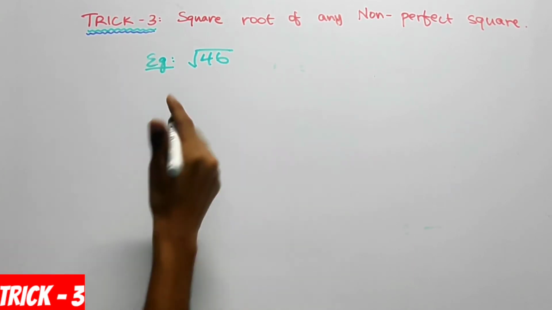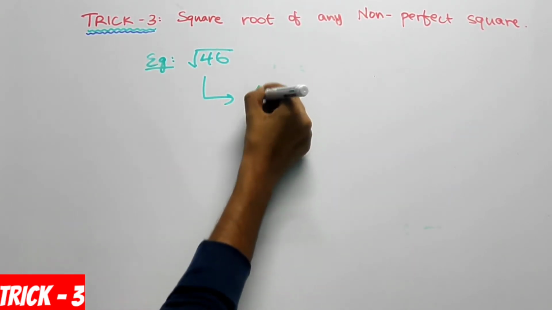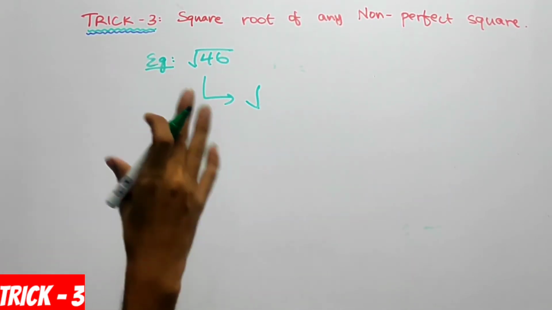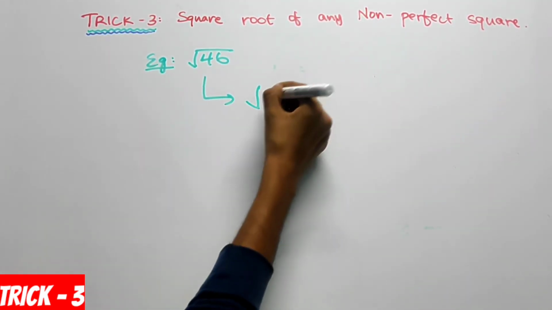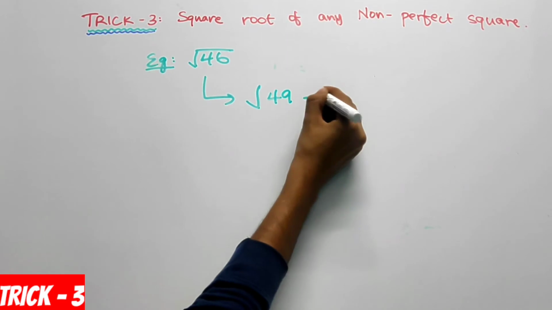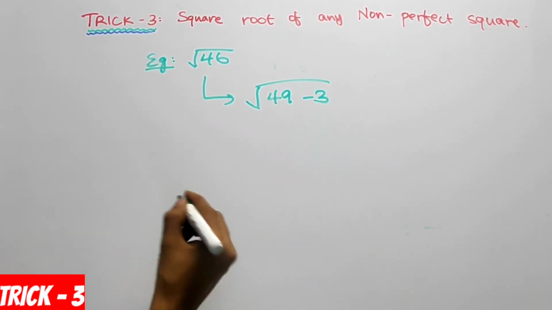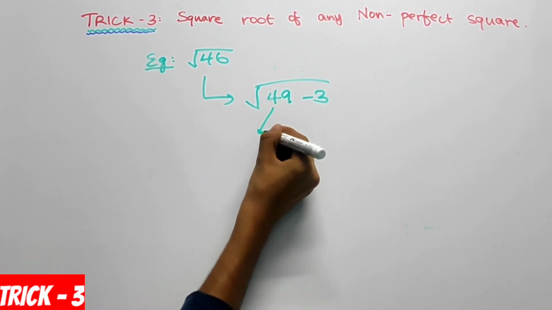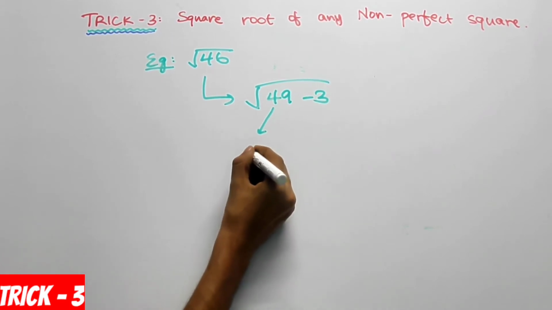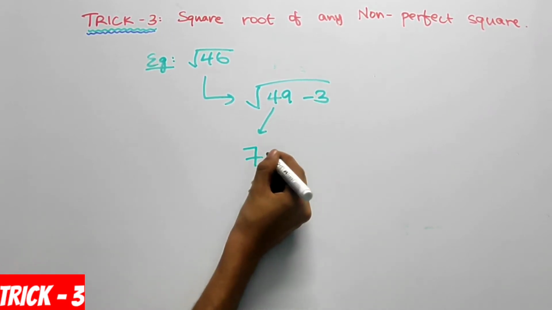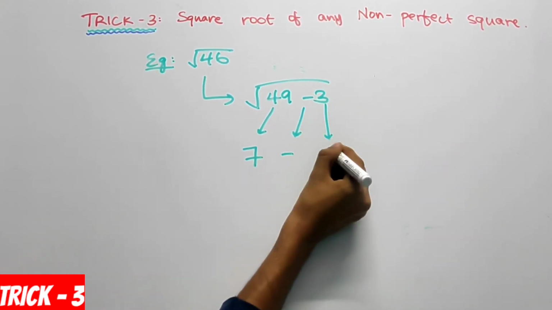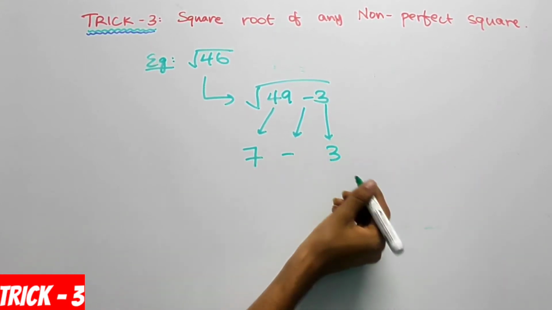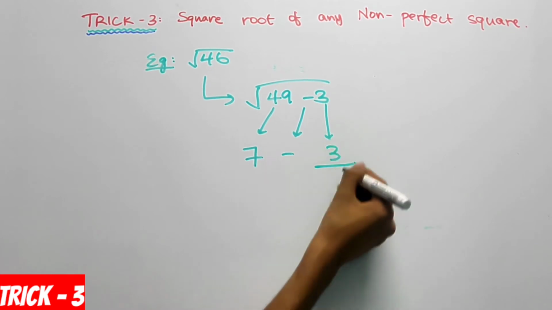Well, the example that I will be taking is the square root of this number 46. Now the first step is to represent this in terms of the nearest perfect square. So root 46 can be represented as root of 49 minus 3, where 49 is the nearest perfect square. Now the square root of 49 is 7, write it down. Bring the negative sign as well, bring the 3 down as well, and write a division sign under the number 3. So write it something like this.